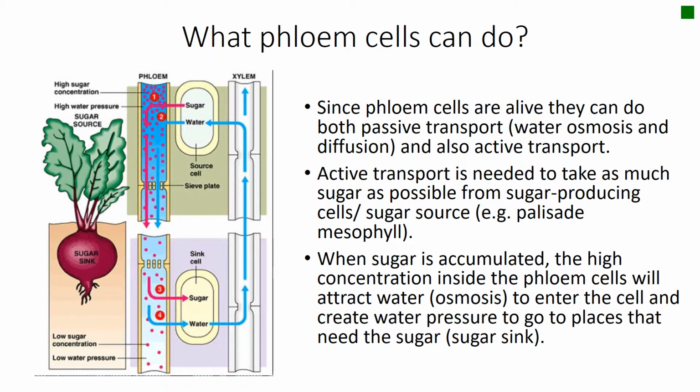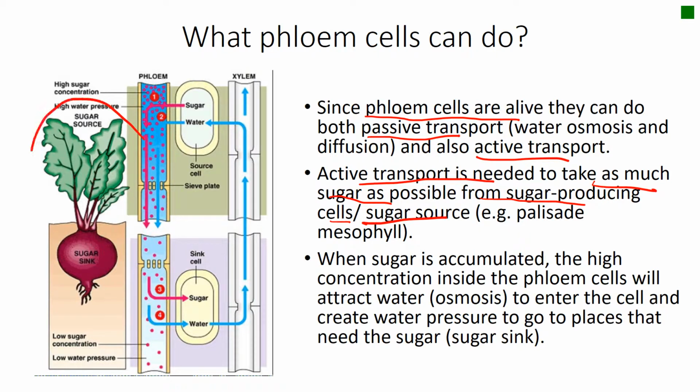So in this slide, I will give you a brief explanation of what phloem cells can do. But in the next slides, we will talk about the processes in more detail, step by step. All right, so let me remind you once again that phloem cells are alive. So they can do both passive transport and also active transport. Now, active transport is needed. Why? Because they have to take as much sugar as possible from sugar producing cells. And this kind of cell that produces sugar is called a sugar source.